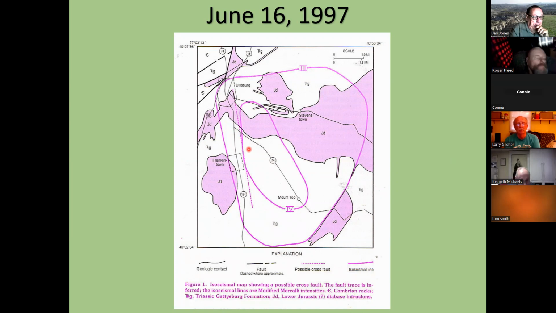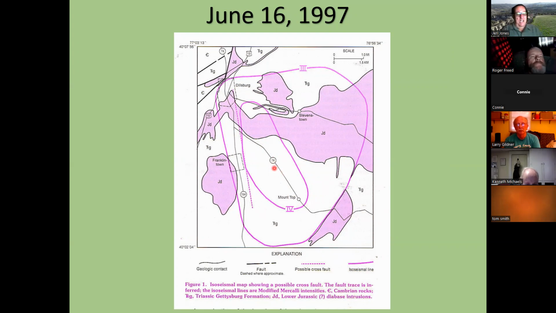And actually, it may have started back in June of '97, where there were 3 earthquakes. Here's Dillsburg right there, but south of Dillsburg, in this area right here someplace, were the 3 earthquakes, very small earthquakes, within 24 hours.